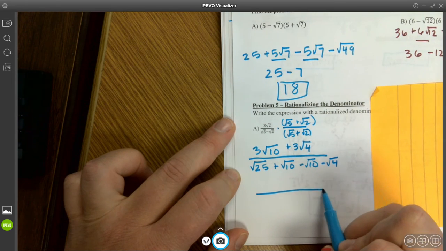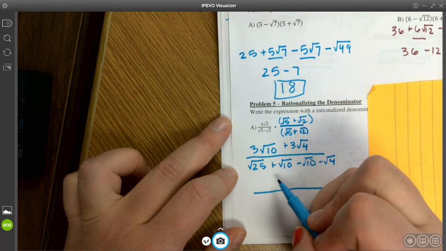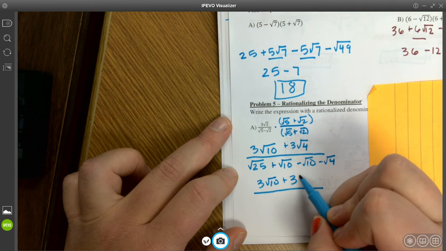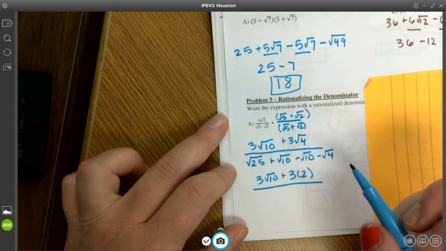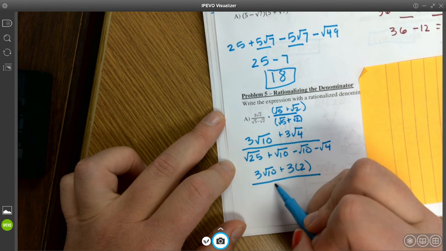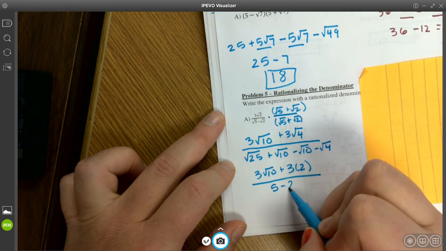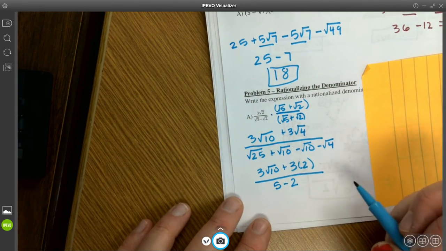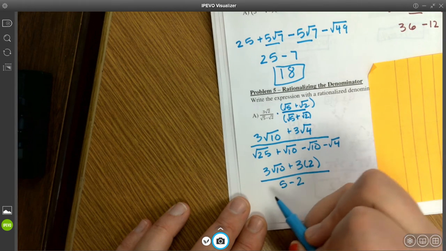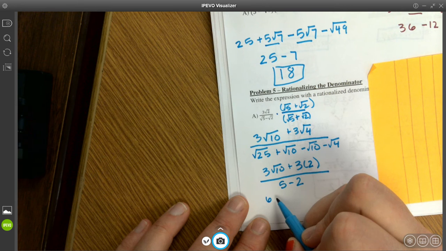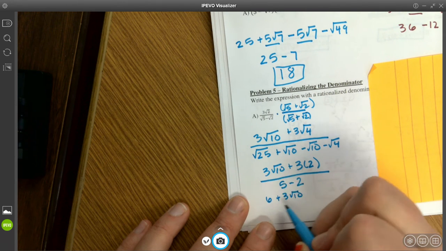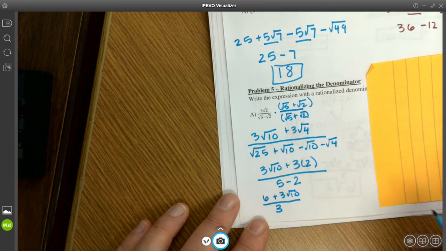So my division bar, I can rewrite these now. This is 3 square root 10 plus 3 times the square root of 4, which is 2. These two cancel, so this becomes square root of 25, which is 5. Square root of 4 is 2. So my answer here would be, I'm going to write this first. Your whole number should be first. So 6 plus 3 square root 10, over 3.